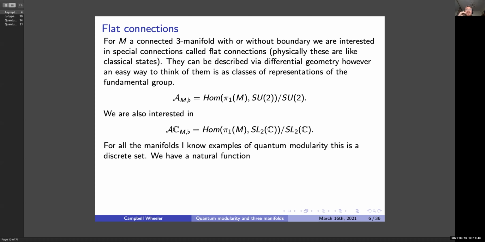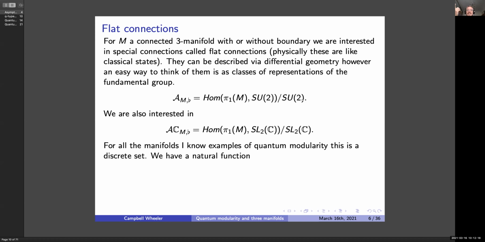You can describe these using differential geometry, but an easy way to start trying to write them down is this algebraic description, which uses the holonomy of the connection. I'll call A_M^flat this set. We take representations of the fundamental group of our manifold into SU2 or SL2C, and then we quotient by conjugation. And this set we'll identify as the set of flat connections.